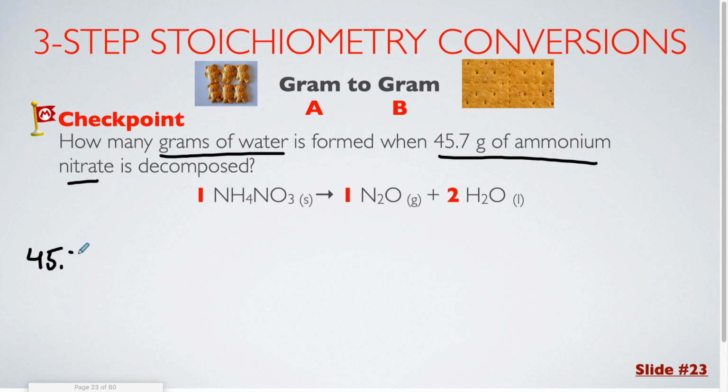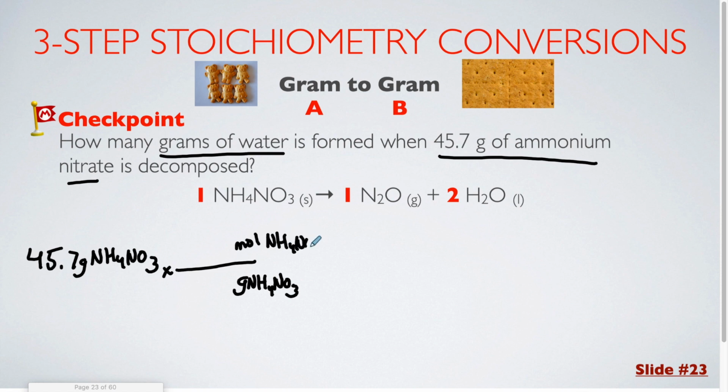So I have 45.7 grams of ammonium nitrate, which is NH4NO3. I need to cancel out my grams of ammonium nitrate on my way to moles of ammonium nitrate. In my middle conversion factor, I am going from moles to moles. So I'm going to cancel out moles of substance A on my way to moles of substance B, which in this instance is water because that's the substance I'm trying to get to.